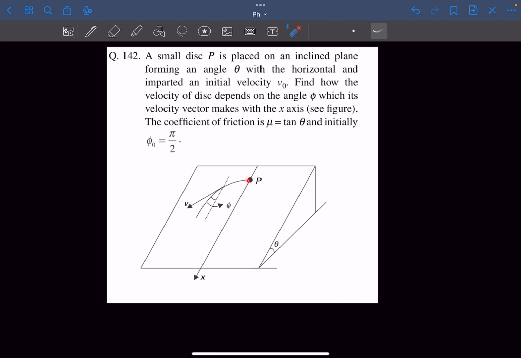We'll solve this problem from Newton's laws of motion from the book SBT. We have a small disk P placed on an inclined plane, forming an angle of theta with the horizontal, and it is imparted an initial velocity of v naught. We have to find how the velocity of the disk depends on the angle phi, which is the angle with the x-axis. The coefficient of friction mu is given to be tan theta. Initially, phi is pi by 2, which means it was projected perpendicular to the x-axis. So we have to find v as a function of phi.